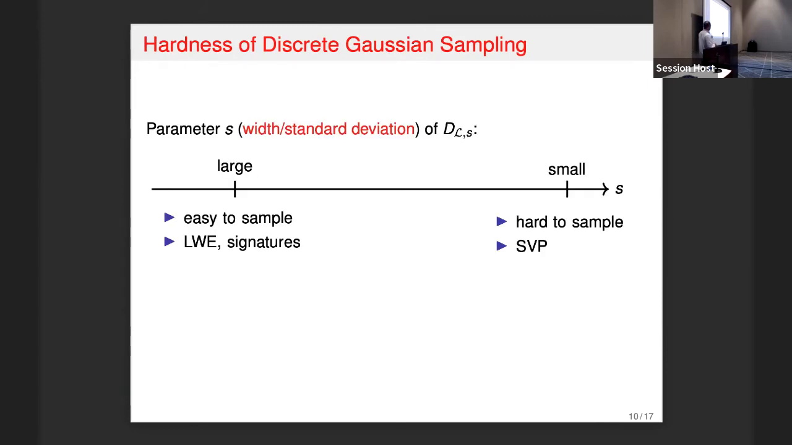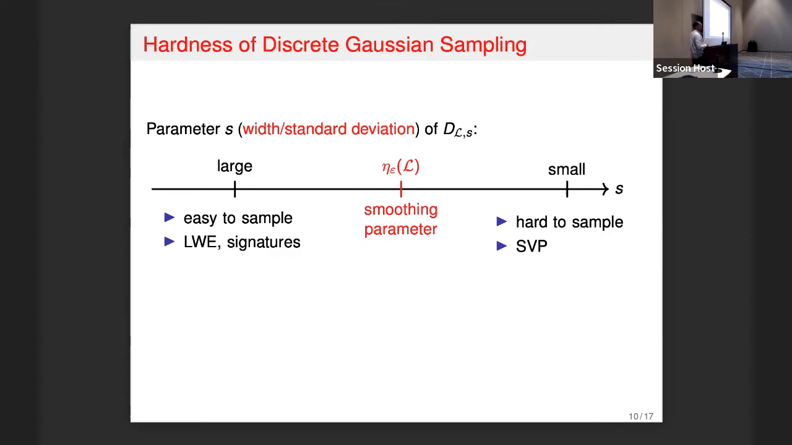the parameter s is large, and it has applications in learning with errors, and it's used to design digital signatures. For small values of s, it's very hard to sample, and if we are able to do it, we'll be able to solve SVP. And there is something in between, which is the smoothing parameter.